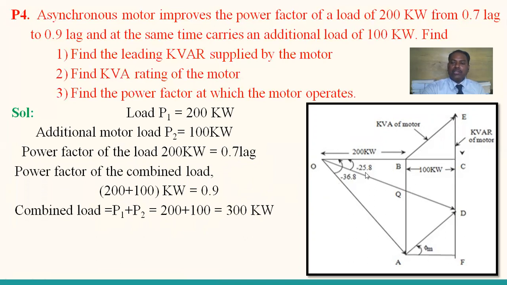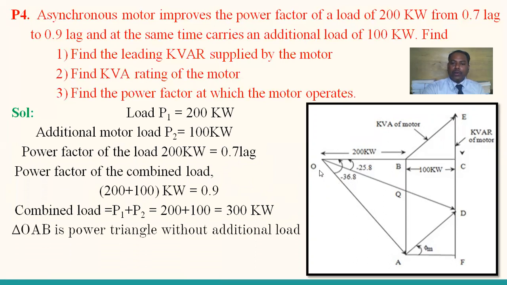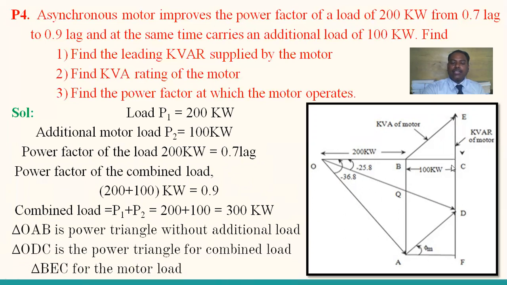The combined load is P1 plus P2, which is equal to 300 kilowatts. Therefore, triangle OAB is the power triangle without any additional load, and triangle ODC is the power triangle for combined load. Triangle BEC is the motor load.